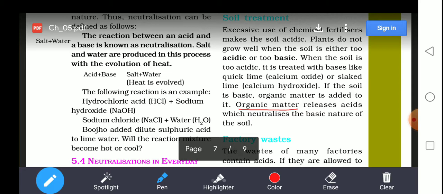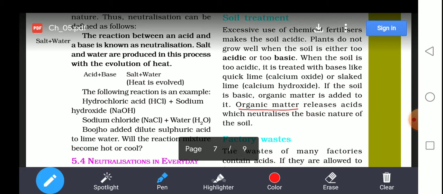Underline this sentence. Underline these words. You have to remember these main topics, this main concept. And you can write in your own words if a question is asked based on this topic. It is very easy to remember if you know the main points.